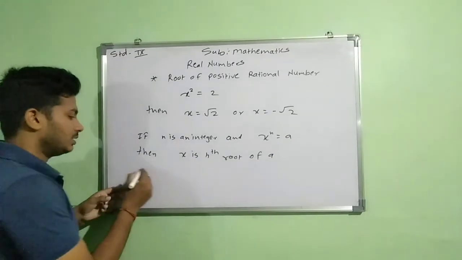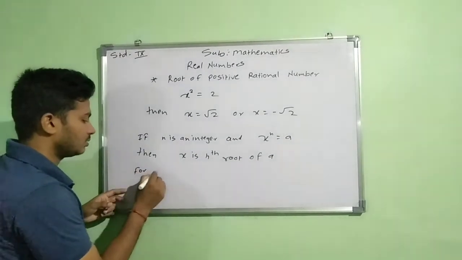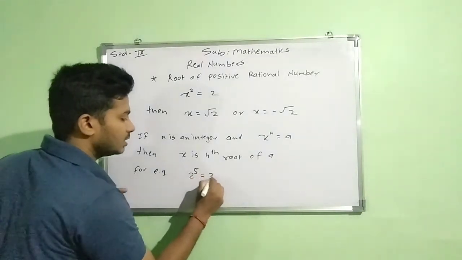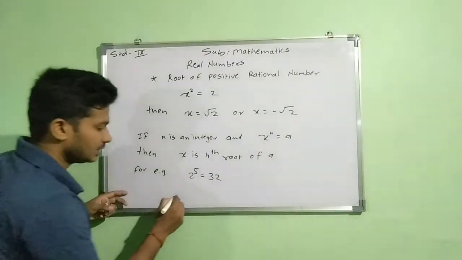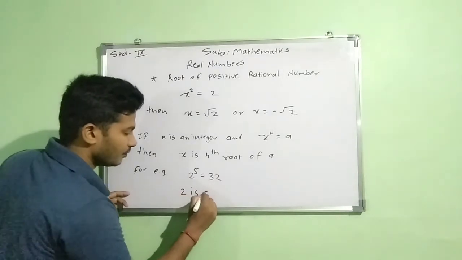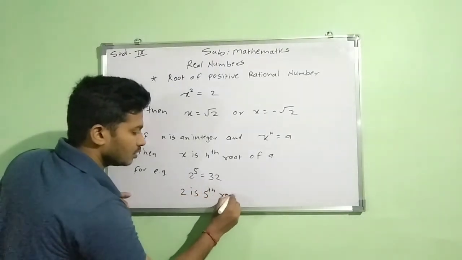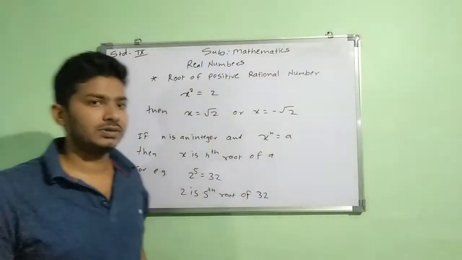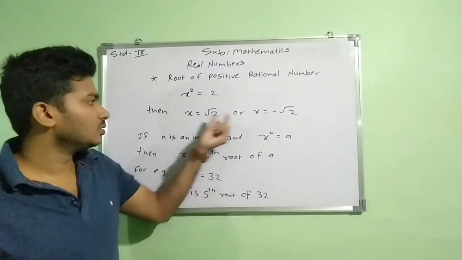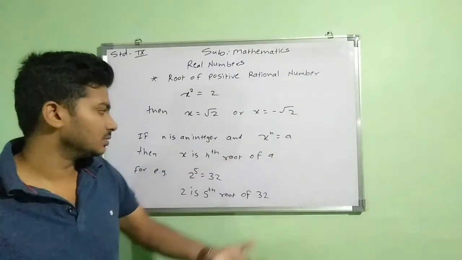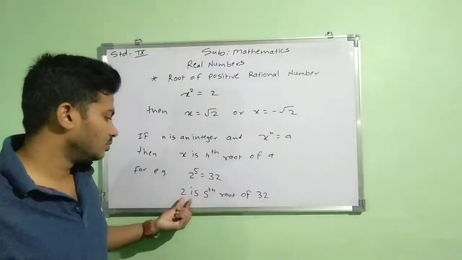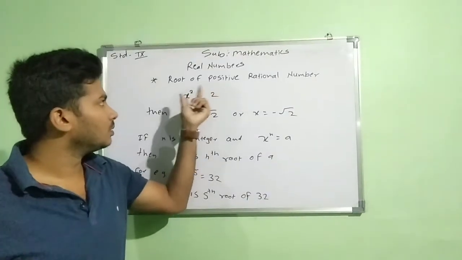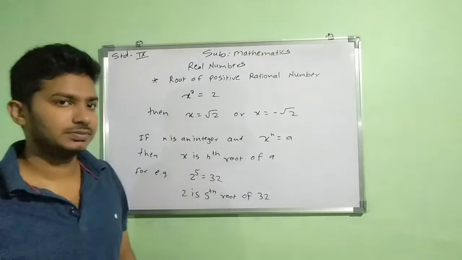We can take an example. For example, if we have 2 raised to 5 and the value is 32, then we can say 2 is the fifth root of 32. So that is called the root of a positive rational number. Now root 2 and minus root 2 are irrational numbers, and here we get 2 as the fifth root of 32. So these are roots of positive rational numbers.